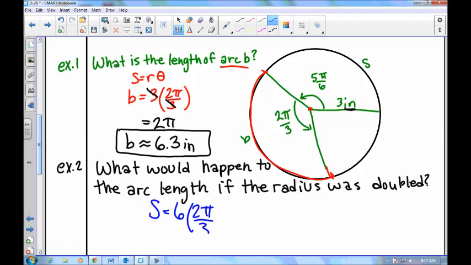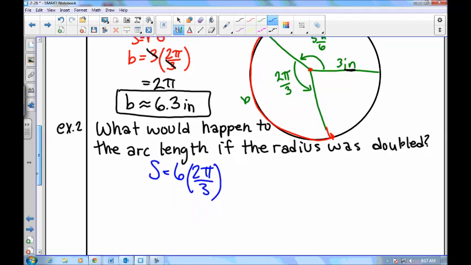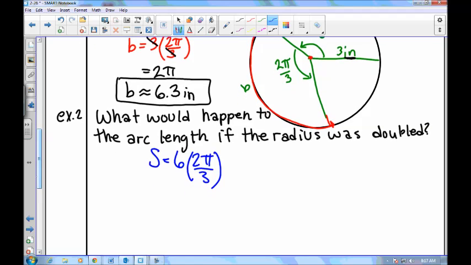So, if we double the radius, it would be at 6, correct? Does theta change? No. Okay, so who has their observation that they're going to share? Cassie, what'd you get?